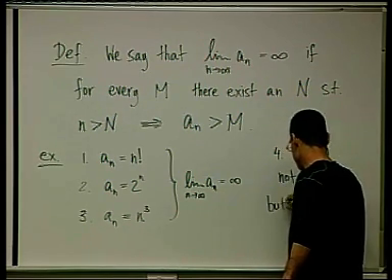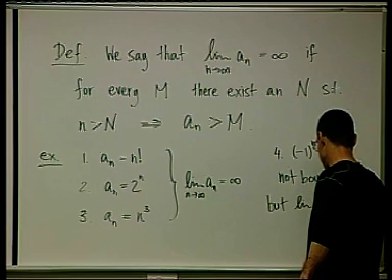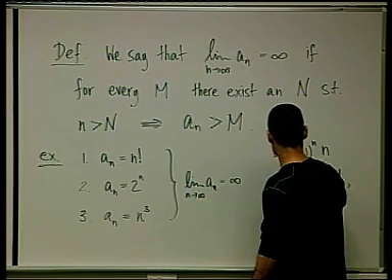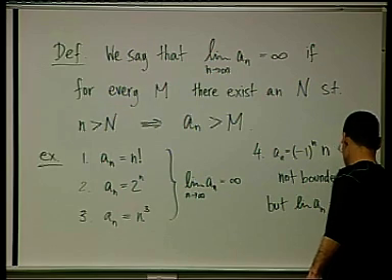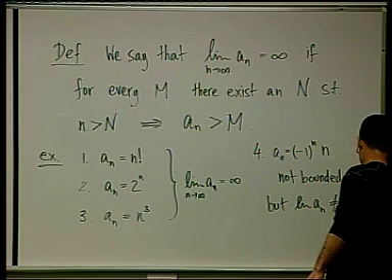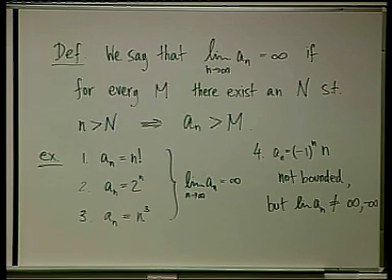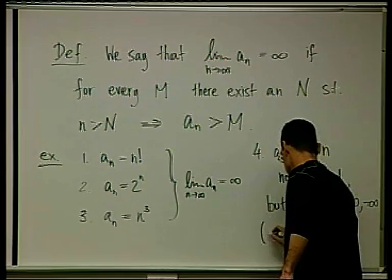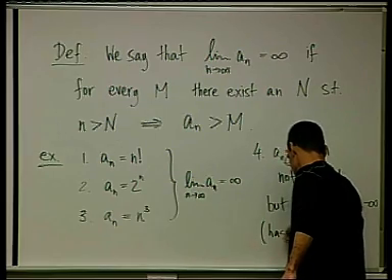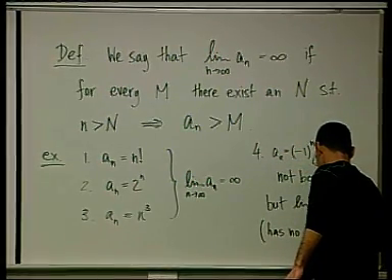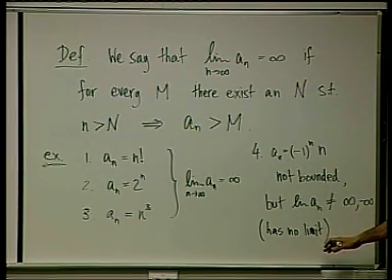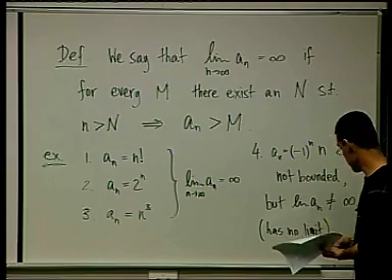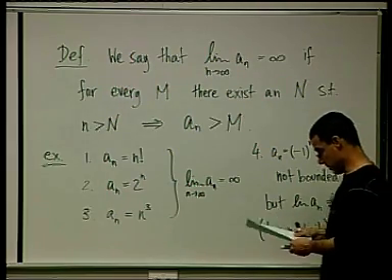So this is not bounded, but the limit of a_n is not infinity and is not negative infinity. It doesn't have a limit. Has no limit. Does everybody agree? Is this clear? Okay. Good. So those were some examples.